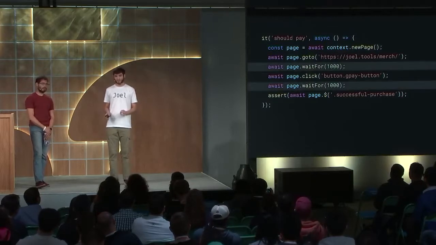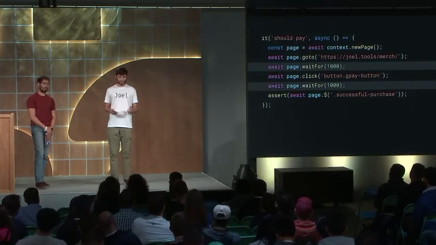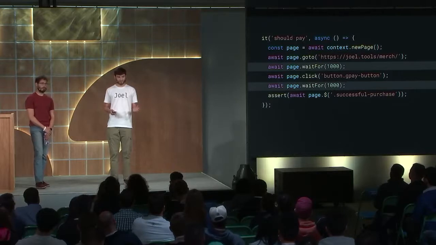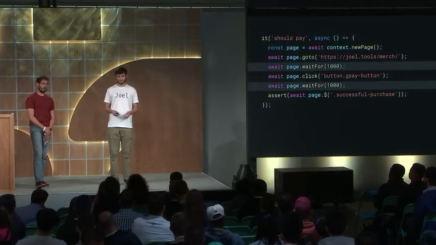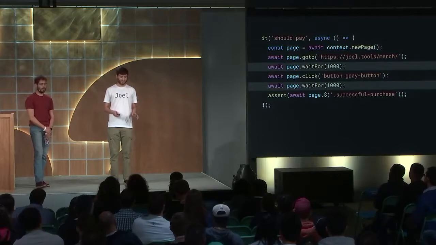A common solution for fixing this, if you've done web testing, is to sleep for a bit in between asynchronous tasks. So with Puppeteer, we're waiting for a second after the page load for the button to appear, and then we're waiting for another second for the payment to complete. This makes the test less flaky. It's still a little flaky, and it slows it down a lot.